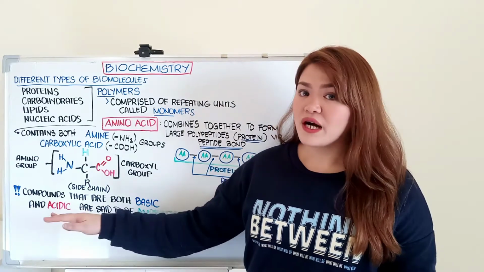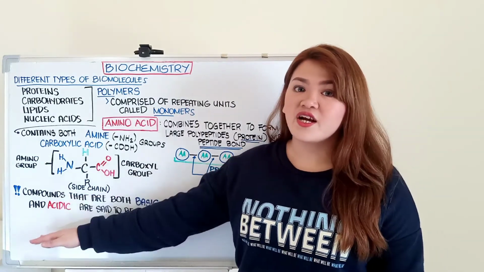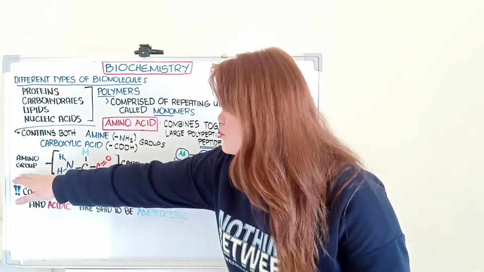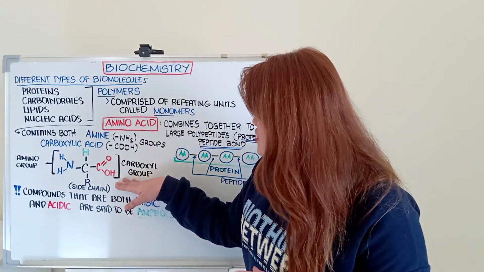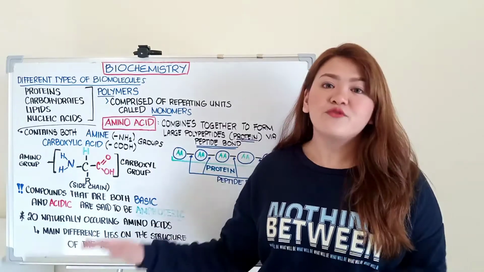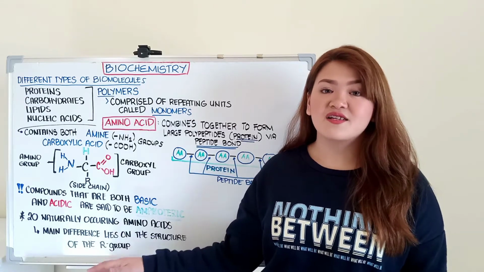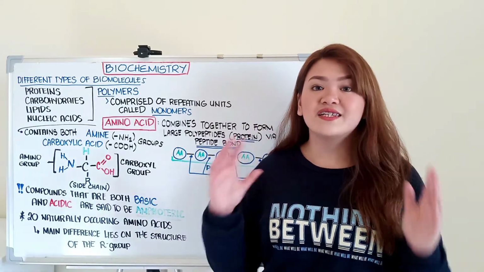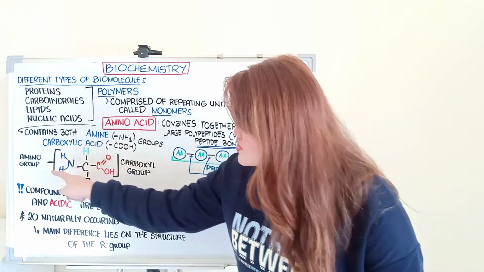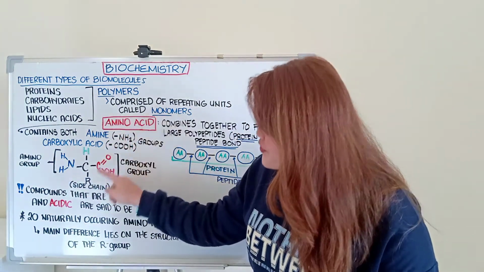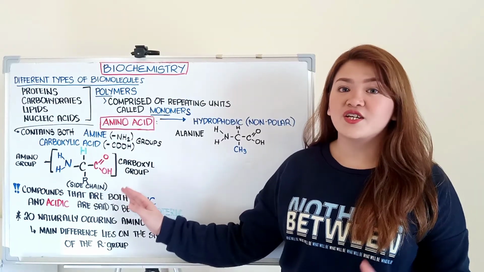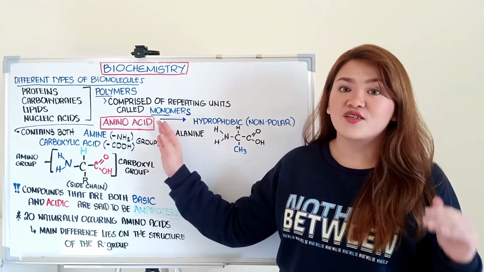Remember that compounds that are both basic and acidic are said to be amphoteric. Since amino acids have an amino group which is basic and a carboxyl group which is acidic, amino acids are said to be amphoteric. We have 20 naturally occurring amino acids wherein yung structure nila is nag-iiba-iba lang based on their R group. Meaning, lahat sila meron itong general structure, however, nag-iiba-iba yung nakakabit na side chain. This R group or side chain further classify our amino acids into groups.